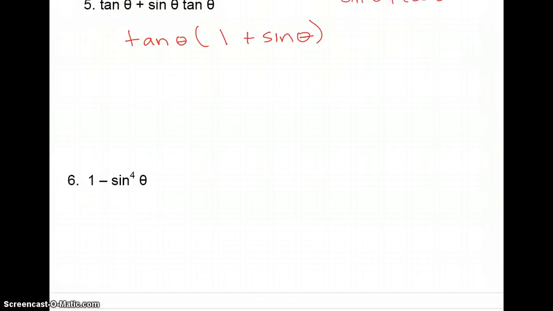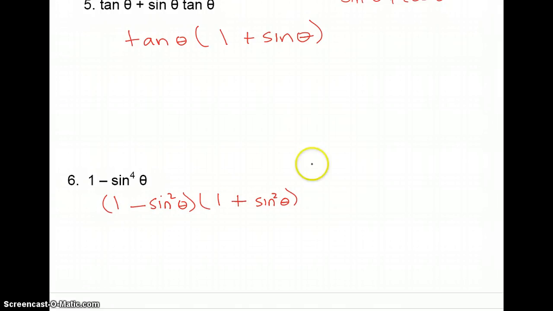In our last example, if we had 1 minus sine to the 4th, still this is going to be a difference of squares. To get 1, I'm going to have 1 and 1. To get sine to the 4th, I'm going to do sine squared of theta and sine squared of theta. And then 1's going to be minus and 1's going to be plus.